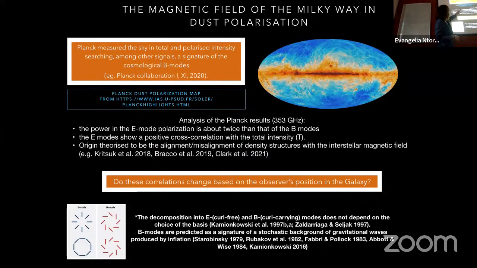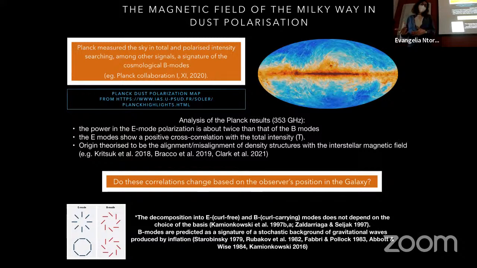We learned that the power in the E mode polarization is about twice that of the B modes. Interesting. The E modes show a positive correlation with the total intensity. Very interesting as well. And the origin of both these trends has been theorized to be the alignment or misalignment of density structures with the magnetic field. And there is a very, very big literature on this as well.